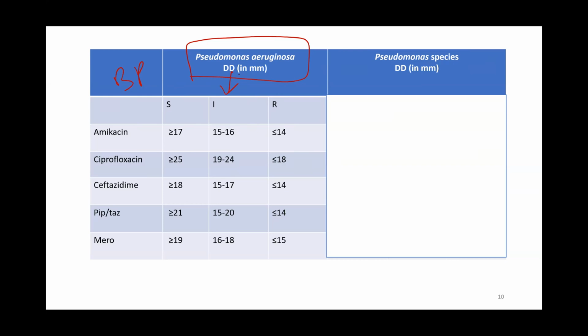Can anybody tell, EUCAST has some guidelines for other non-fermenters. CLSI has a better presentation for other non-Enterobacterales. I wanted to know what we usually do in our lab.